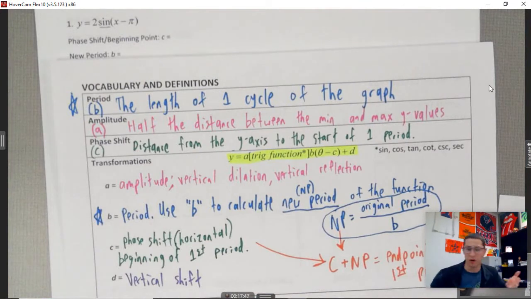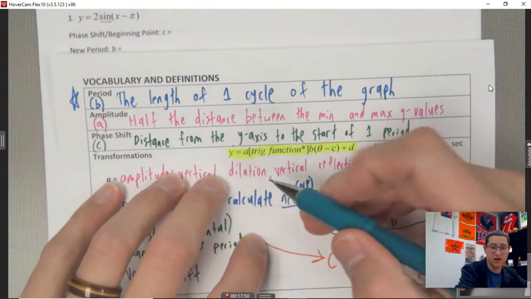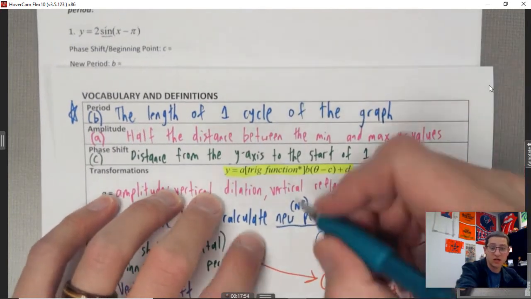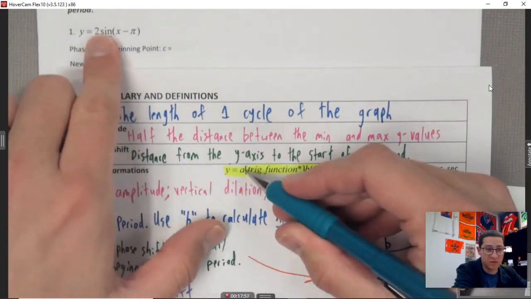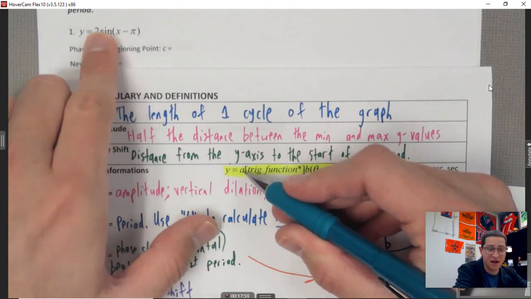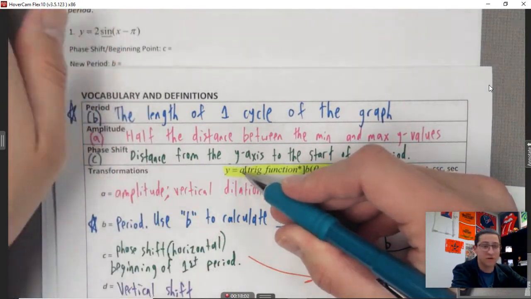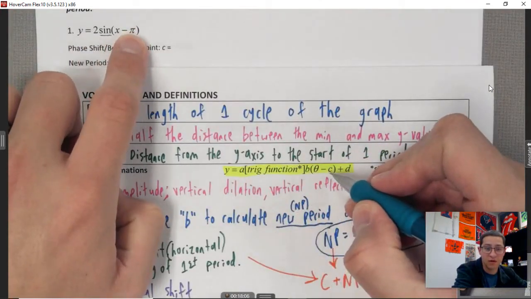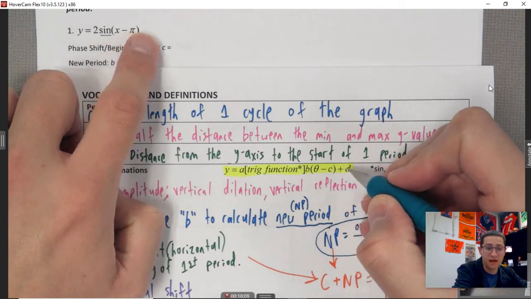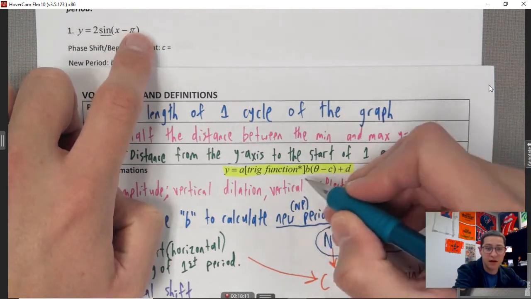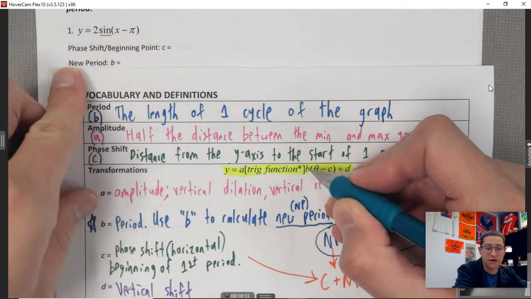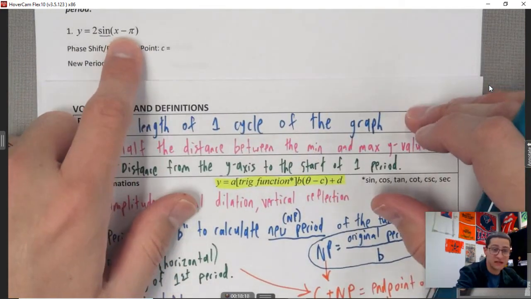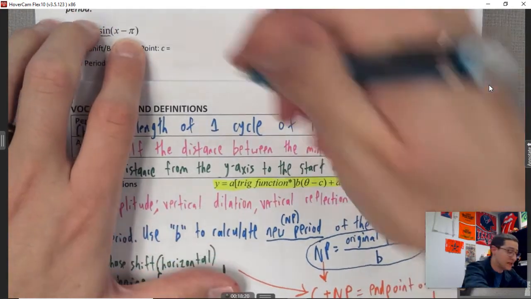All right, this part is just showing us where our A value is located, where the B value is located, where the C value is located, where D is. Let's talk about each piece we have. We have a new A value of 2. We have a C value of pi, and we don't have a D value. It's just adding 0, and we don't have a different period. But the phase shift beginning point, C: we're actually going to begin at pi.